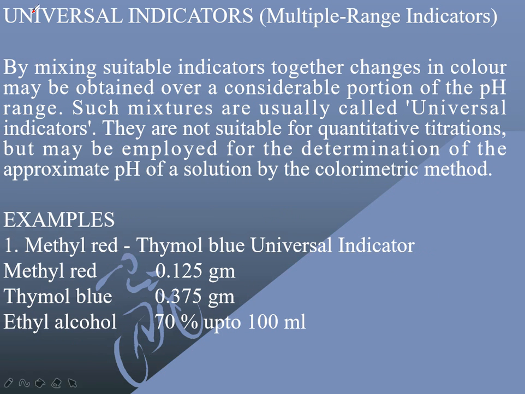Next we can discuss the universal indicators, also called multiple range indicators. This is a type of indicator mixture in which changes in color may be obtained over a considerable portion of the pH range, and such a mixture of indicators is called a universal indicator. They are not suitable for quantitative titration but can be employed for the determination of the approximate pH of a solution by the colorimetric method. The example coming under the universal indicators is methyl red, thymol blue universal indicator. Here the compositions are methyl red, thymol blue and ethyl alcohol, and their respective weight is given here.